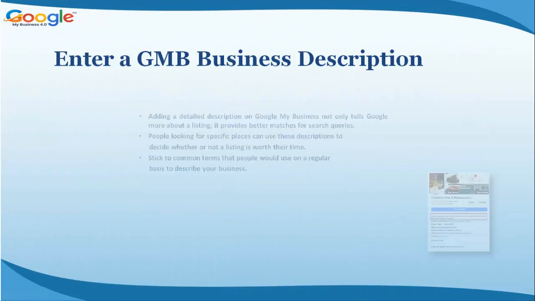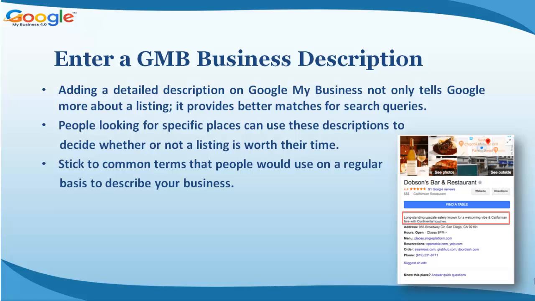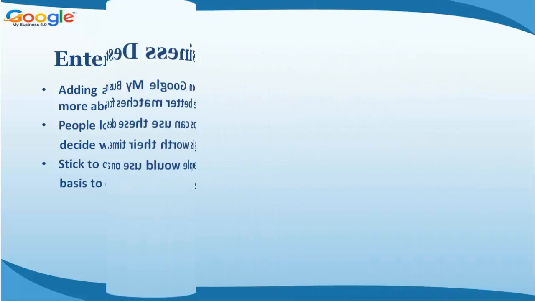Enter a GMB business description. Adding a detailed description on Google My Business not only tells Google more about a listing, it provides better matches for search queries. People looking for specific places can use these descriptions to decide whether or not a listing is worth their time. Stick to common terms that people would use on a regular basis to describe your business.